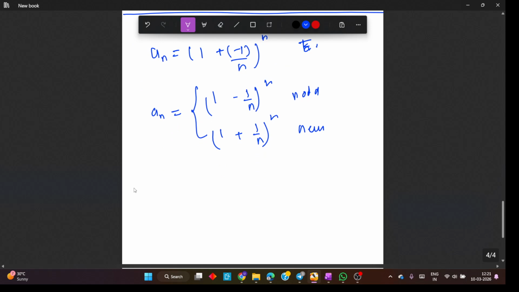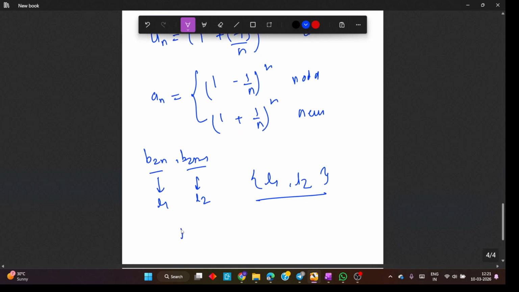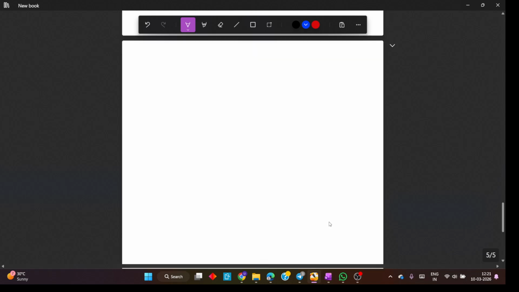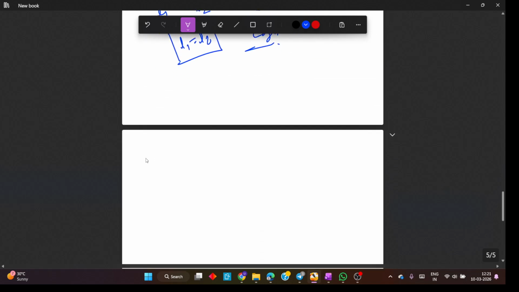We know that if we form two complementary subsequences b_2n and b_2n-1, and they converge, suppose this converges to L1 and this converges to L2, then L1 and L2 would be limit points of the sequence a_n. If L1 and L2 are equal, then this sequence would be convergent, and if they are not equal, then these two points will be the only limit points. So what is b_2n?